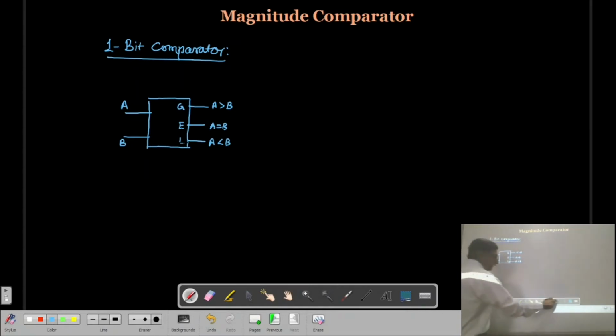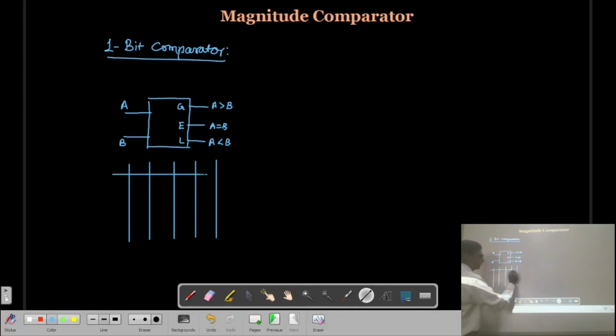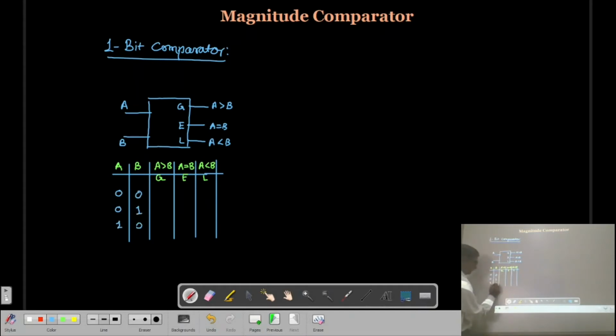So what will be the truth table? We have two inputs, so there will be 4 combinations. Inputs A and B, and the 3 outputs: A greater than B, A equal to B, and A less than B. As mentioned, A equal to B we call the E output, A greater than B the G output, and this one the L output. The two inputs give 4 combinations: 00, 01, 10, and 11.